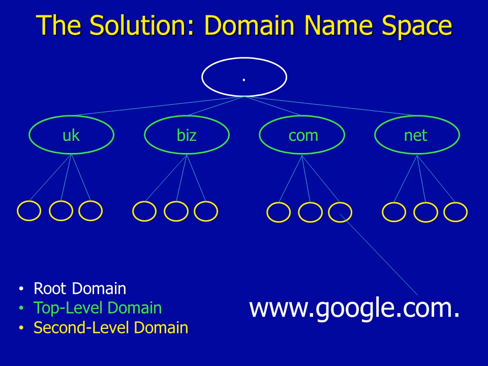Those top level domain names store all the IP addresses for the second level domain names. So to find the .com DNS server, you go to the root namespace. To find the Google DNS server, you go to the com namespace. And then to find the web servers for Google, you go to Google, and that gives you the names of the web servers. Let's have a look at how that works in practice.